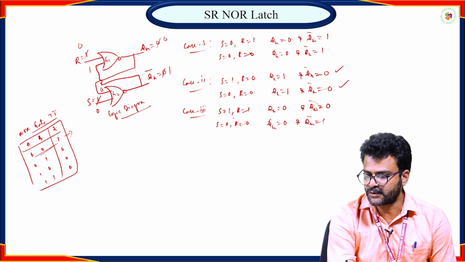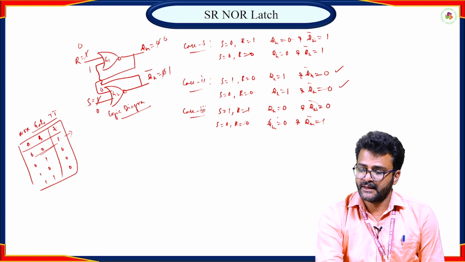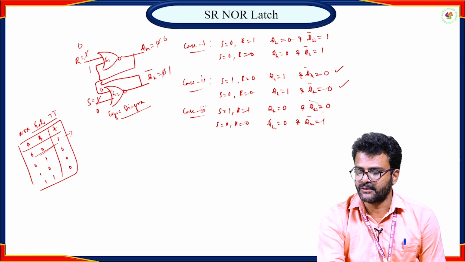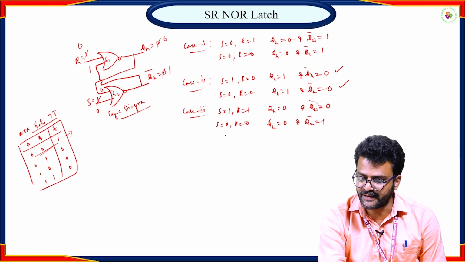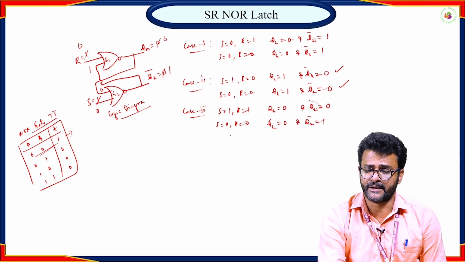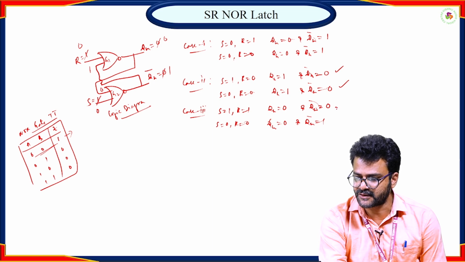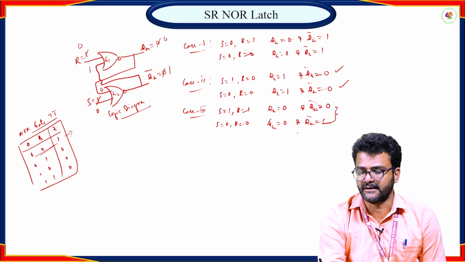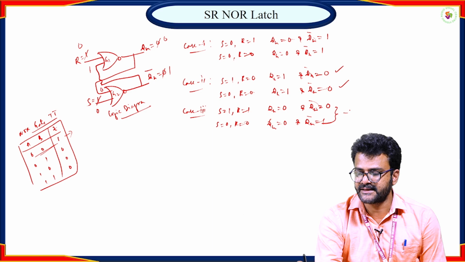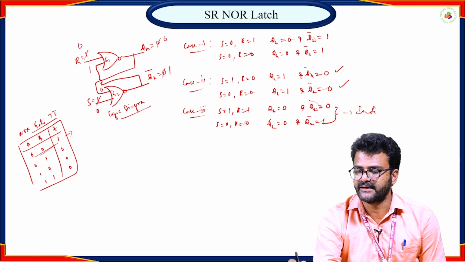Now when S is equal to 1 and R is equal to 1, we got Qn and Qn bar as 0. But when we remove the inputs, when S is equal to 0 and R is equal to 0, Qn is 0 and Qn bar is 1. So if you observe in case 3, there is a change in the data. That's why we call this state the invalid state.